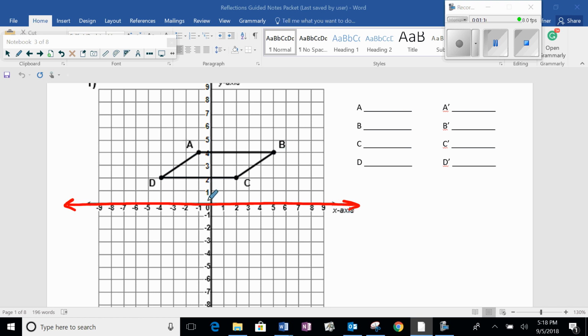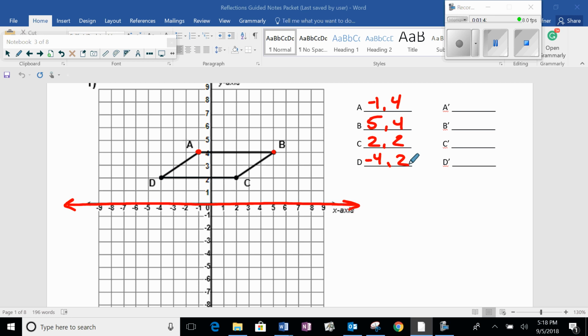So I'm going to start by locating point A, which I started at the origin. I move over -1 and go up +4, so this is (-1, 4). I'm going to locate point B, which is over 5 and up 4, so that would be (5, 4). I'm going to locate C, which is over 2 and up 2, so (2, 2), and locate D, which is (-4, 2).